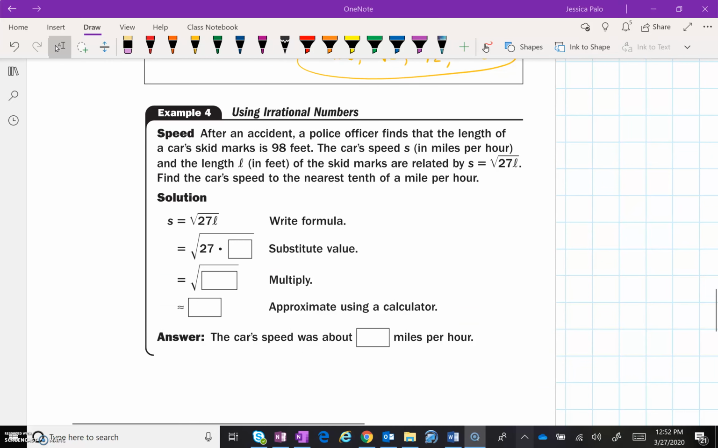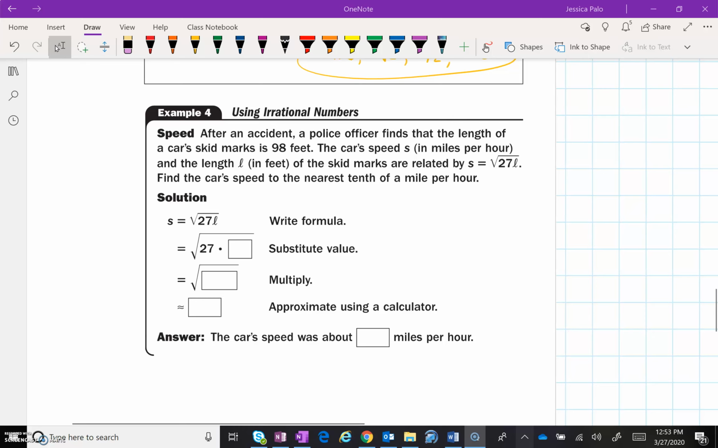Example 4 is using irrational numbers in a real-life situation. So after a car accident, the police officer finds the length of the car's skid marks, and they are 98 feet. So the car's speed is unknown, but we are going to use this expression and the car's skid mark length to find the car's speed to the nearest tenth of a mile per hour. And this is real life. Police officers and investigators use a car's skid marks to determine how fast they were going, to determine whether or not they'll get a ticket if there was an accident that they weren't there to witness.